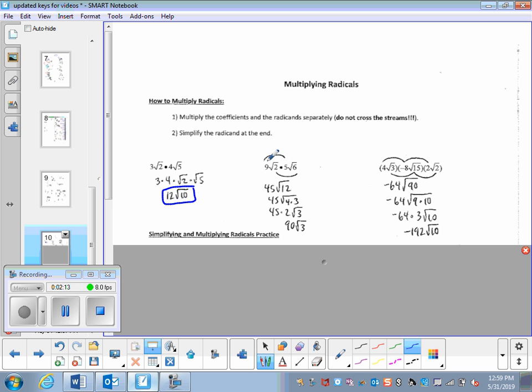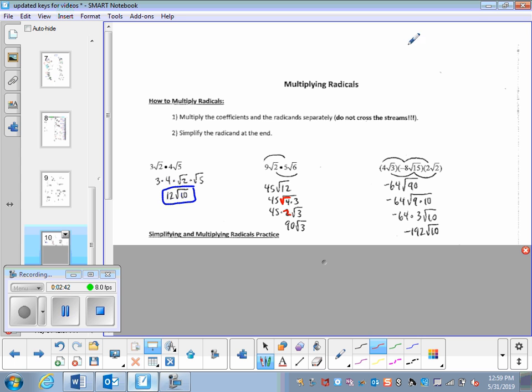Now for the next one, we've got the 9 times the 5 is 45, and now we've got the 2 times the 6 is 12. Now 12 actually can be simplified because it is the product of 4 times 3, and we know the square root of 4 is actually 2, so we can take that out. So now we've got the 45 on the outside times this 2 is where I get my 90, and then this 3 stays right on the inside.